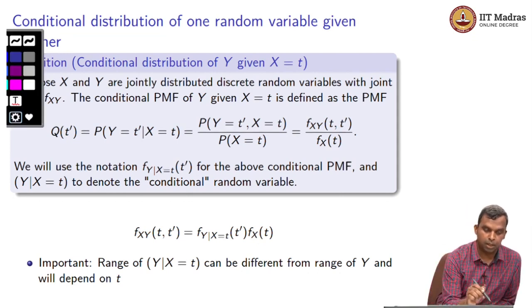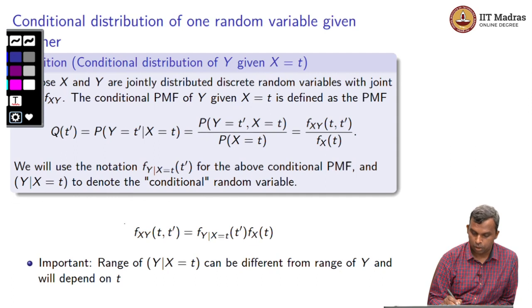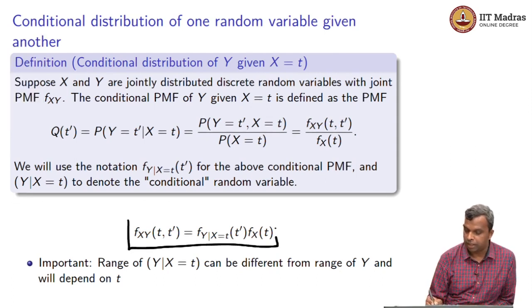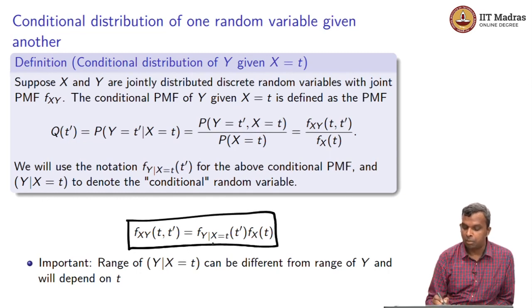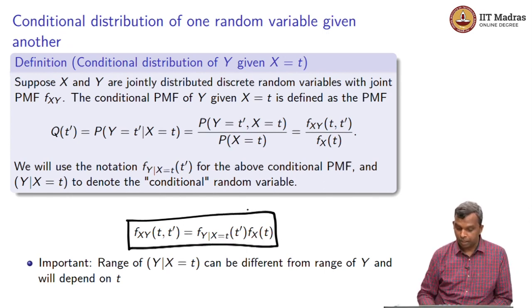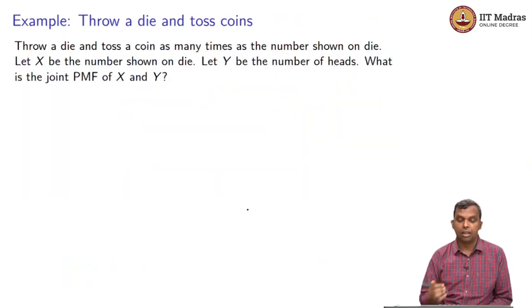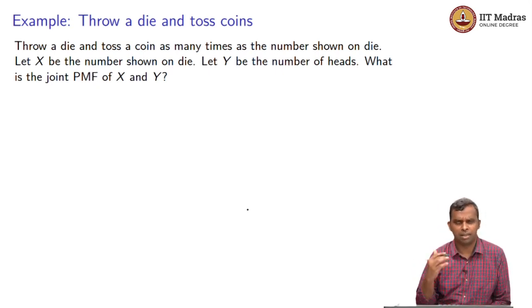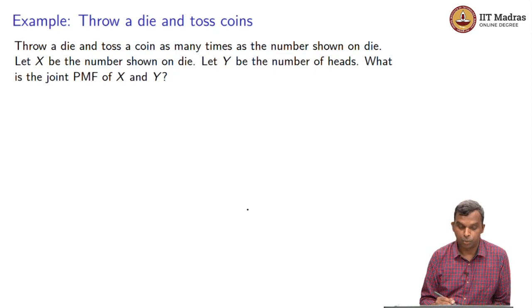So, this is the basic rule, right. So, this says the joint PMF at t comma t prime is the marginal times the conditional, right. So, the marginal of x at t multiplied by the conditional of y given x equals t. So, this rule is quite powerful, and one uses that in very different ways to create the joint PMF. So, let us look at a few problems, it is easier to think in terms of problems here.